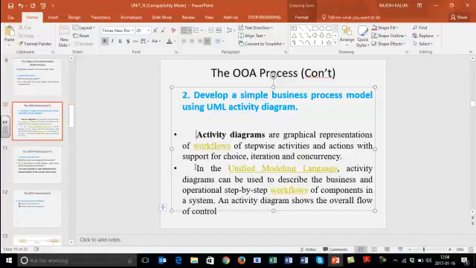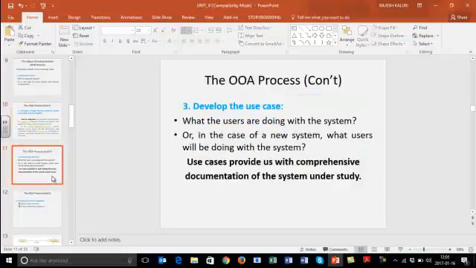So if you look at one more point, in the unified modeling language, activity diagrams can be used to describe the business and operational step-by-step workflow of the components of the system. So finally, an activity diagram shows the overall flow of control. Even the other diagrams are there, like the use case diagram or class diagram, where you cannot find a detailed flow as in the activity diagram. And now coming to the third step, which is developing the use cases.